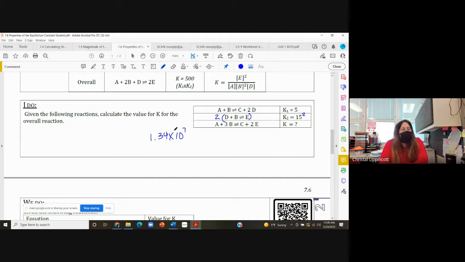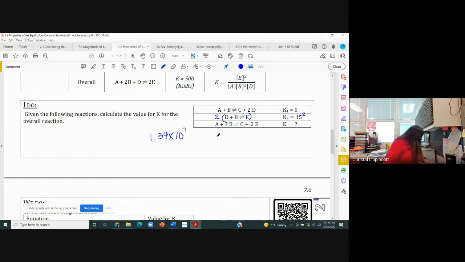By the way, K and Q are unitless, which is kind of nice. You don't have to worry about units on those. Wait, so you add K1 and K2 together? No, you multiply, because you're putting two reactions together. So it's 15 times 15 times 5, right? How did I get that for the answer?